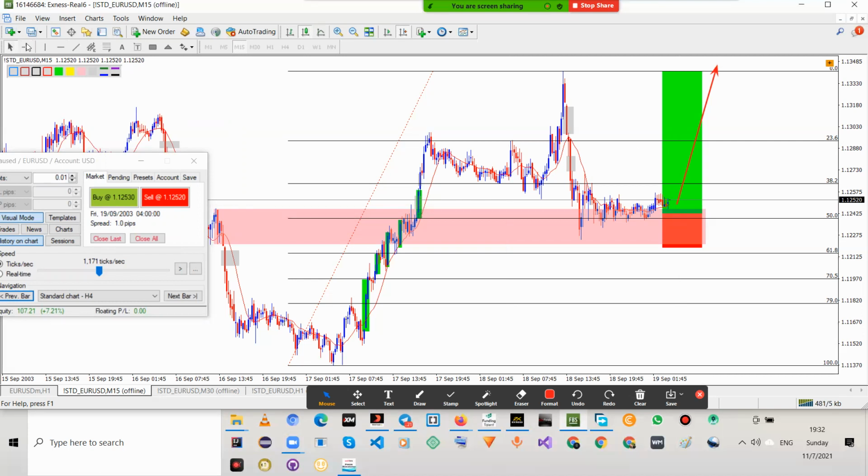So let's be practical now and calculate. This is 98 pips as to 23 pips. What's the risk reward? Let me use my calculator. I like things perfect, not guessed. 98 divided by 23, that's 4.2 risk reward. 1 is to 4.2, guys.